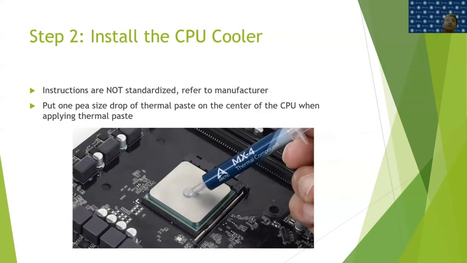The second step is to install a CPU cooler, and this is a step where the instructions are not standardized, and you most often have to refer to your manufacturer. Unfortunately this isn't something I can help you with too much, just follow the instructions. However, one thing I can help you with is the application of thermal paste. A lot of coolers already have thermal paste pre-applied, in which case you don't need to apply any more. But in case you do, apply thermal paste directly to the CPU by putting a pea-sized drop in the center of the CPU. The photo you're seeing right now is a good example.